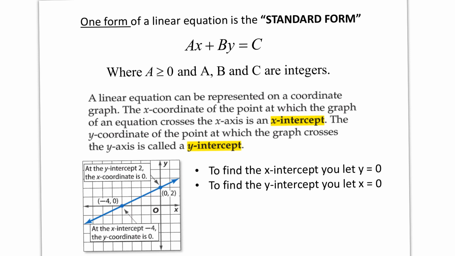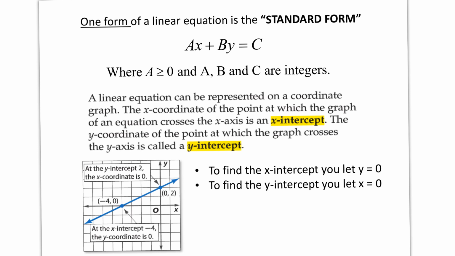Now here it says that one form of a linear equation is standard form. There are actually three different forms that you are going to learn. This is the first one, standard form. The second one is called slope-intercept form, and the third one is called point-slope form. Little by little, I'm going to show you each form. But let's go ahead and understand standard form.